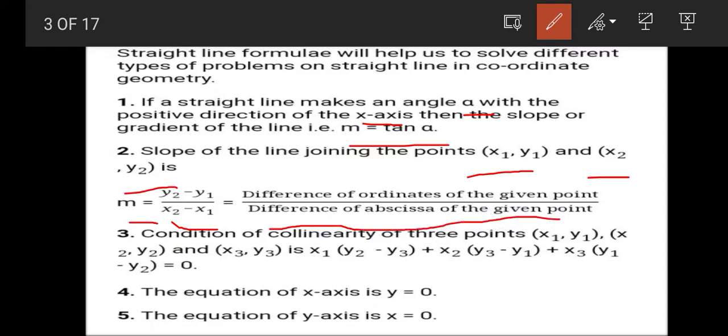Third, the condition of collinearity of 3 points (x1, y1), (x2, y2) and (x3, y3) is x1(y2 minus y3) plus x2(y3 minus y1) plus x3(y1 minus y2) is equal to 0. Fourth, the equation of the x-axis is y equal to 0. We know that very well. And the equation of the y-axis is x equal to 0.